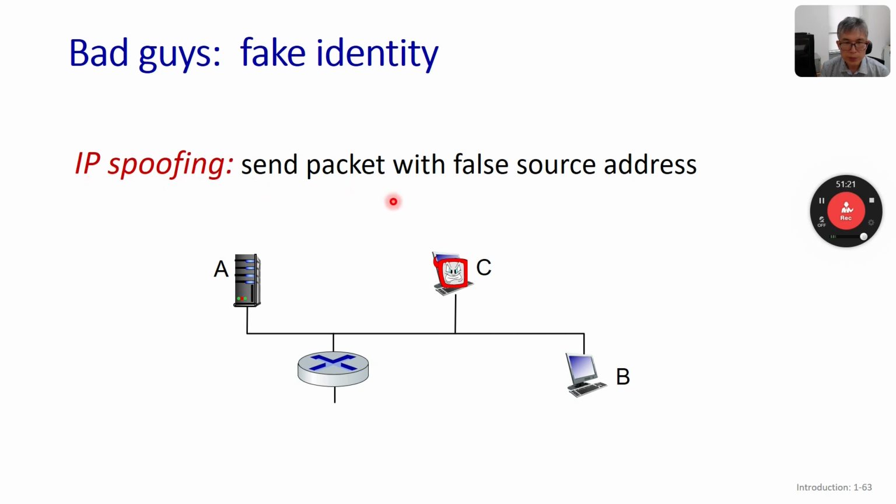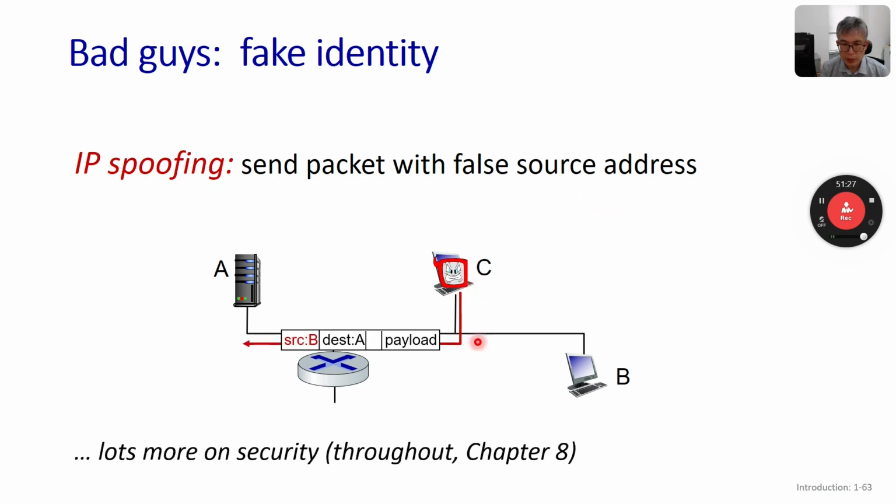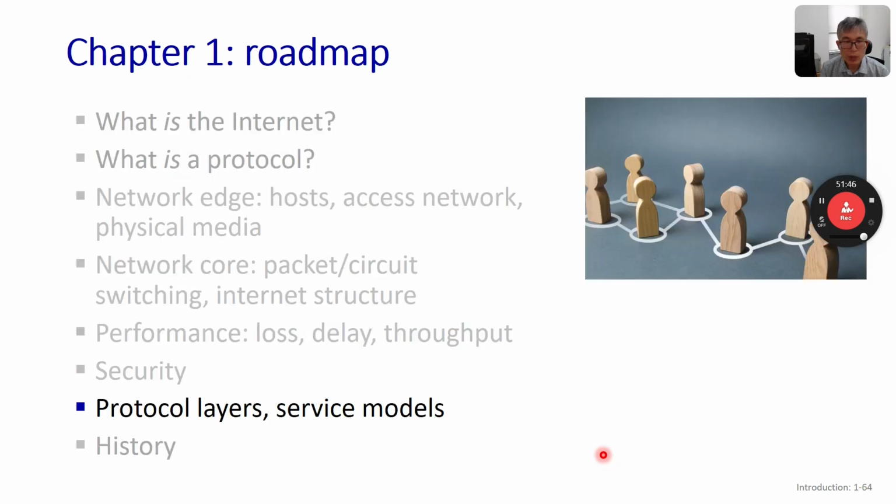IP spoofing sends a packet with a false source address. So C pretends to be B, using B's address rather than his own IP address. There is lots more on security, which is covered in chapter 5, the security chapter.